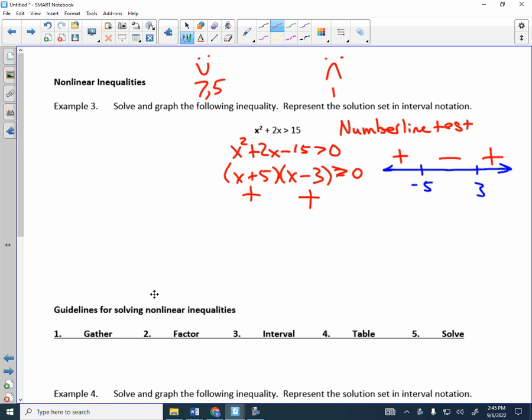Now, here is the important part. Are you wondering where this inequality is positive or are you wondering where it's negative? Why? Because it says, where is this greater than 0? See that? That tells us we're looking for the positive part. So the answer is from negative infinity to negative 5, union 3 to infinity.